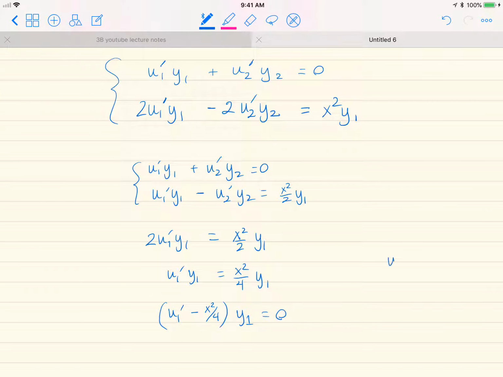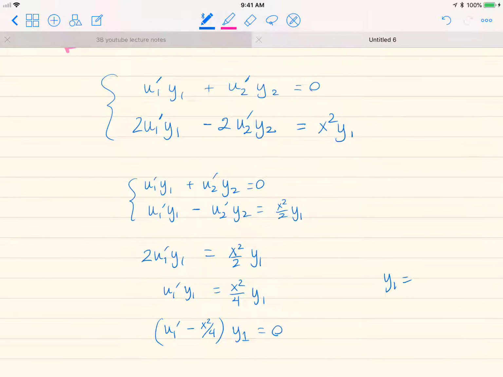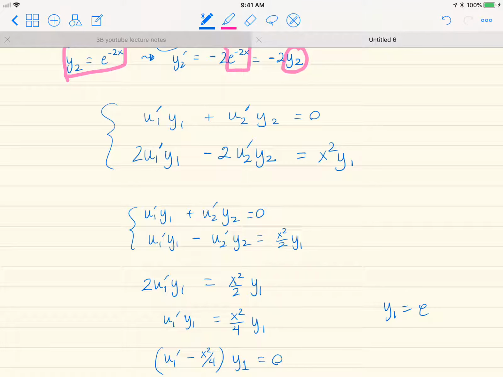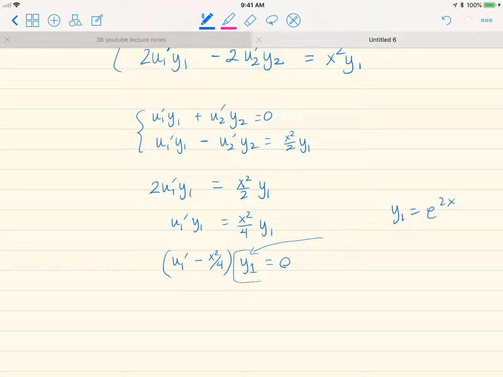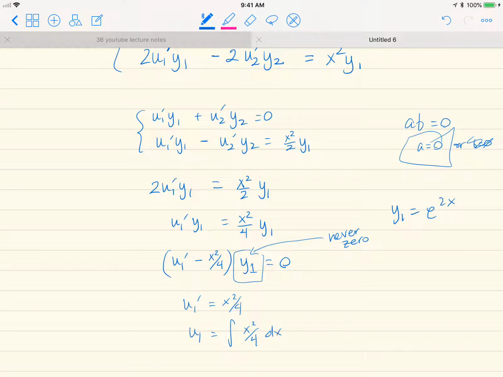Now remember, y1 is an exponential function, e to the 2x. So we know that y1 is never 0. And if the product of two things is equal to 0, so AB equal to 0 implies A is equal to 0 or B is equal to 0. So if B is never equal to 0, then A has to be 0. So u1 prime has to be equal to x squared over 4, and u1 is just going to be the integral of x squared over 4 dx, which is going to be x cubed over 12. Okay?